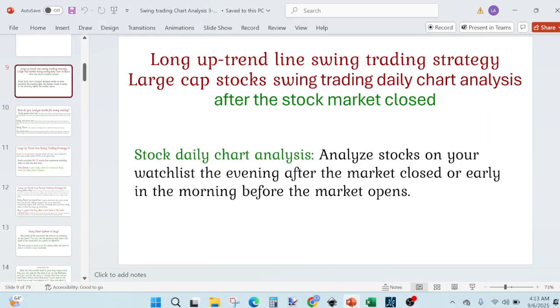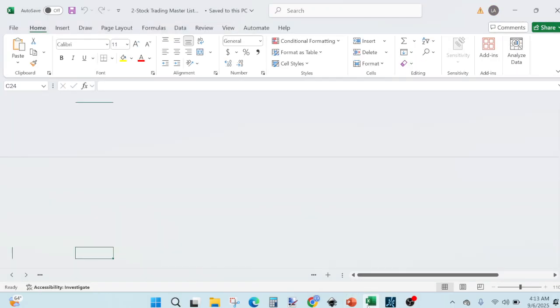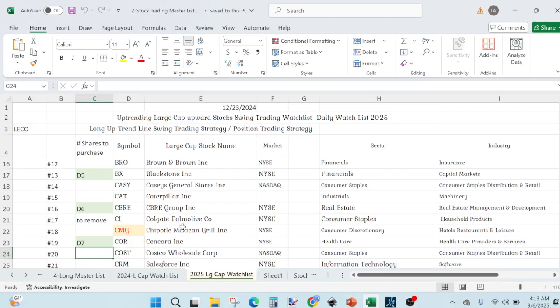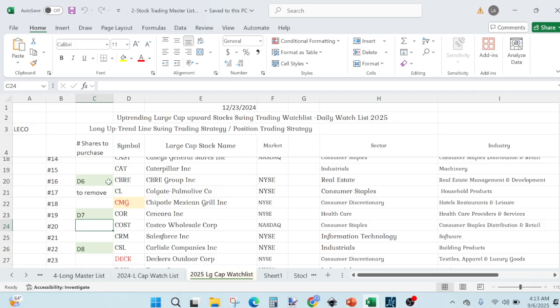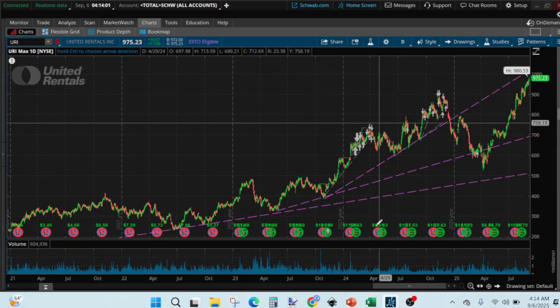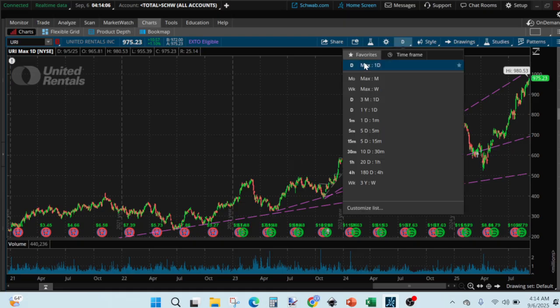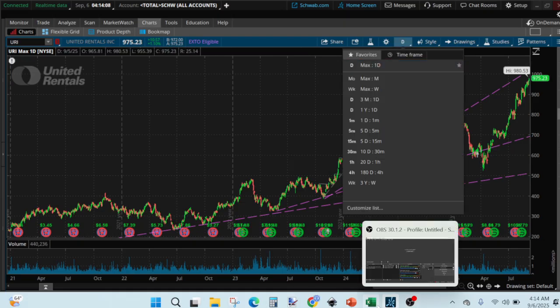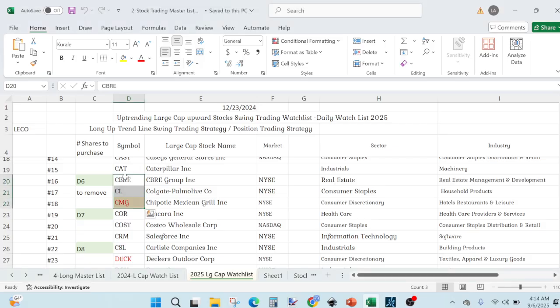Hello, how do you analyze your chart for swing trading of large cap stocks? We are going to pick 3 stocks from our watch list and we are going to analyze them using the maximum daily chart to do that. So the first one we are going to analyze is CBRE.